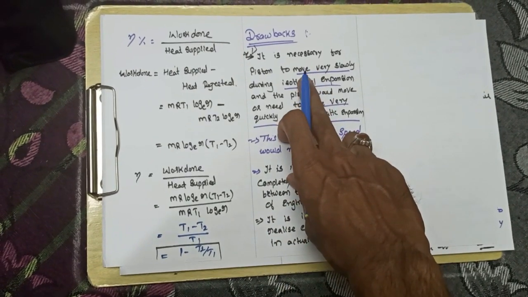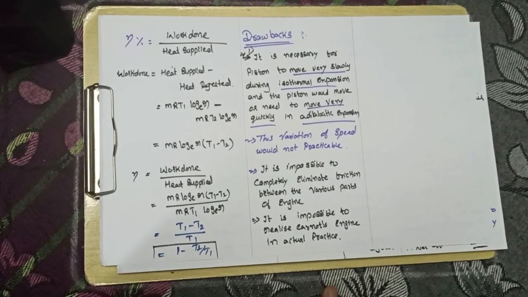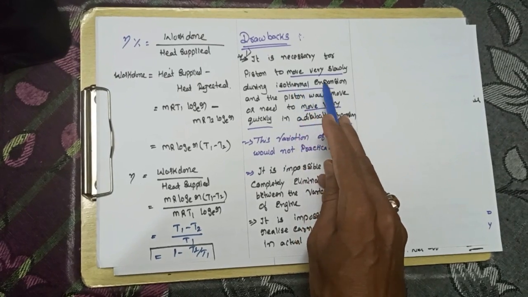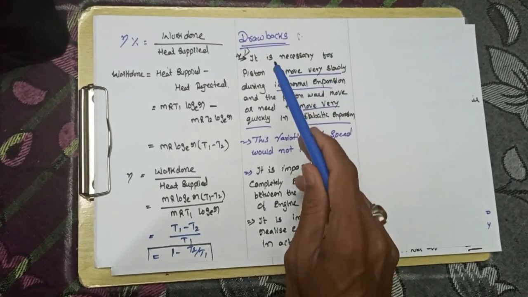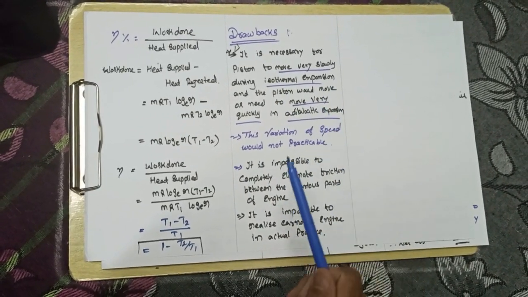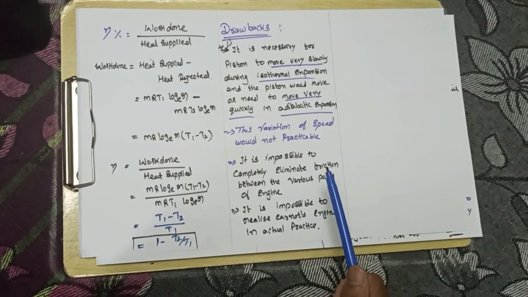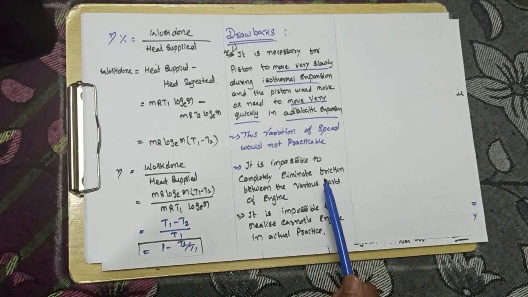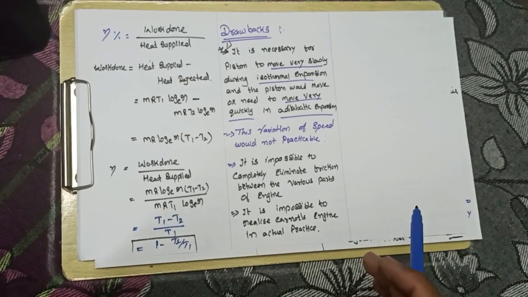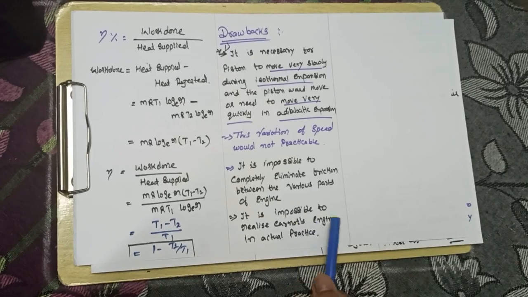Then coming to the drawbacks, the first drawback is, it is necessary for the piston to move very slowly during the isothermal process. In isothermal expansion, the piston should move very slowly, and during the adiabatic process the piston should move very quickly, and this variation cannot be possible in practical applications. And the next one is it is also impossible to eliminate the friction between the various parts of the engine. We cannot eliminate the friction. That was the second thing, and it is impossible to realize Carnot's engine in actual practice.